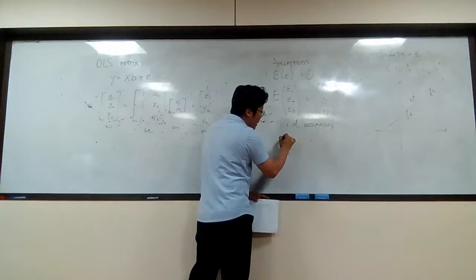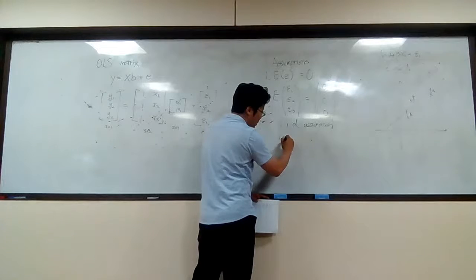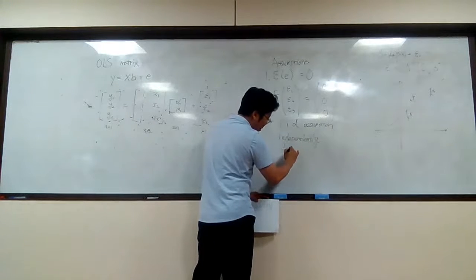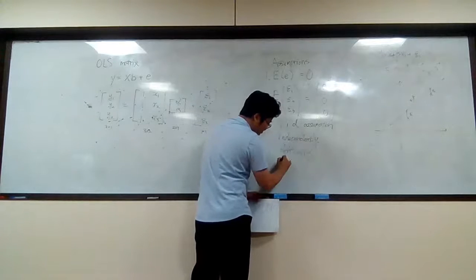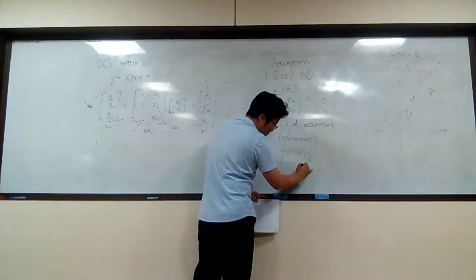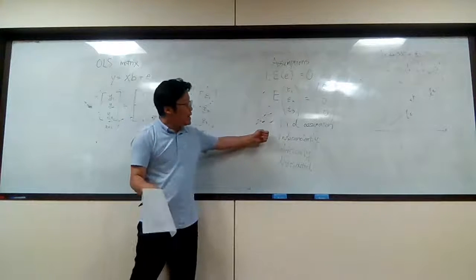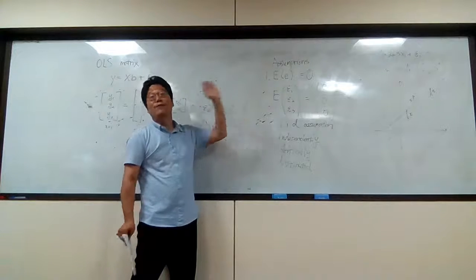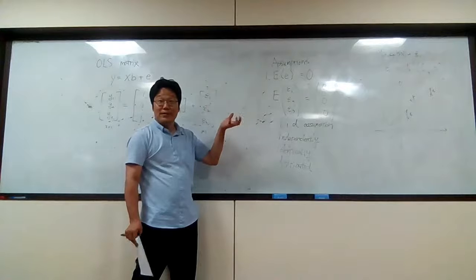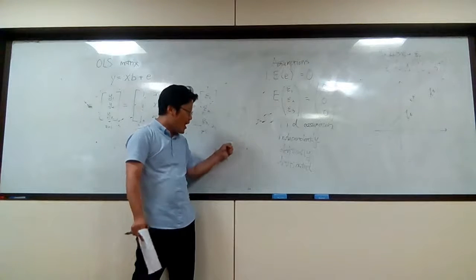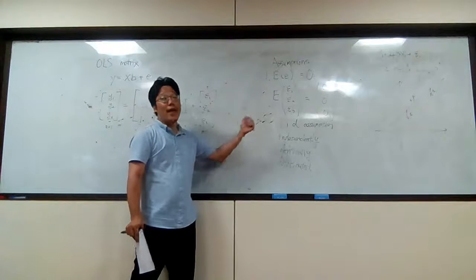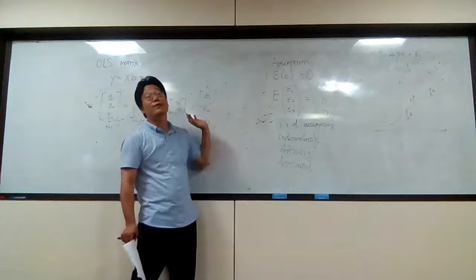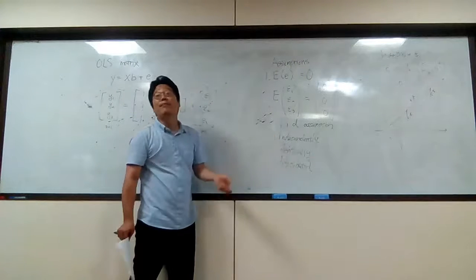IID means independently and identically distributed. Independence means that the former, past outcome does not impact the future outcome. That is the meaning of independence. If you flip a coin and you get head, the probability of getting head in the next trial is still half. The past outcome does not impact the future outcome. That is the independence assumption.